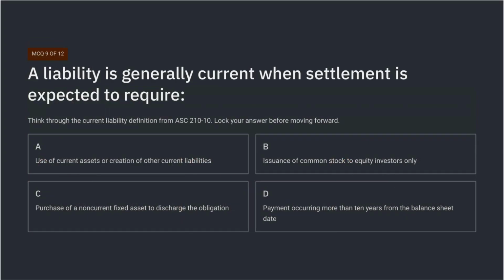Here is MCQ 9. A liability is generally current when settlement is expected to require what? This question mirrors the asset side logic, but now the focus is settlement. Look for the option that describes using current resources or creating other current obligations. Avoid answers that confuse equity issuance, asset purchases, or very long payment horizons with the basic current liability test. Think through the definition, then choose your answer.